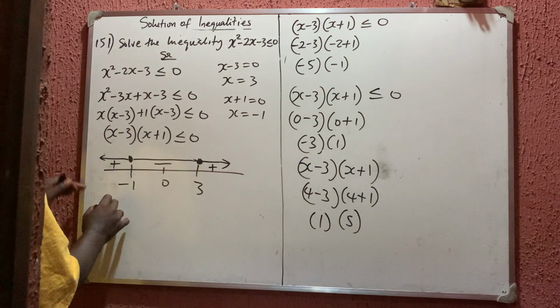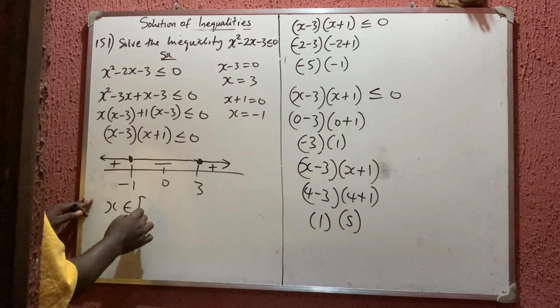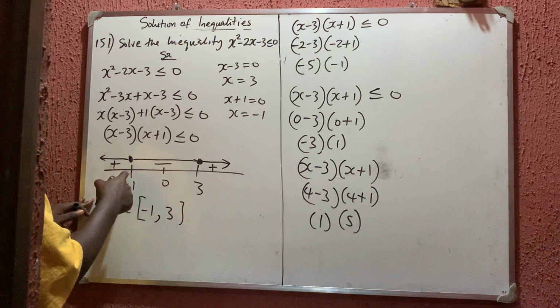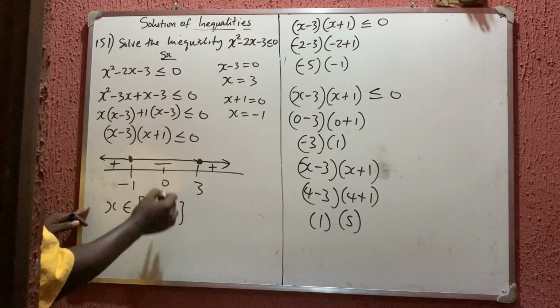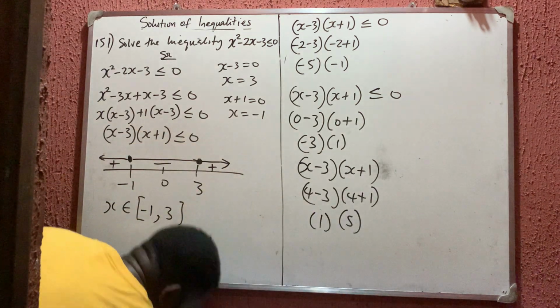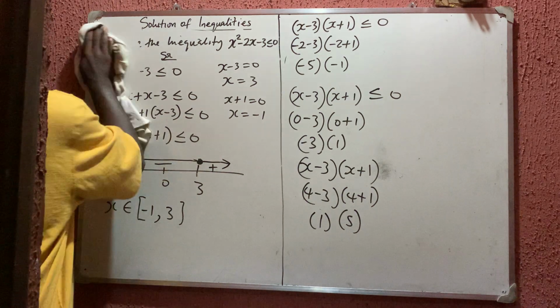So you say that x is an element of a closed set from minus 1 to 3. Okay, that is just in between this and this. Why did I use a closed set? Because of the equality sign. So that is the answer to this particular question. So we move to the next question.